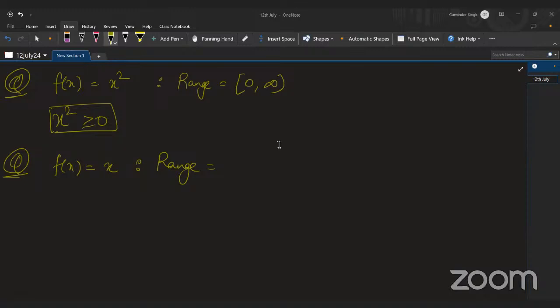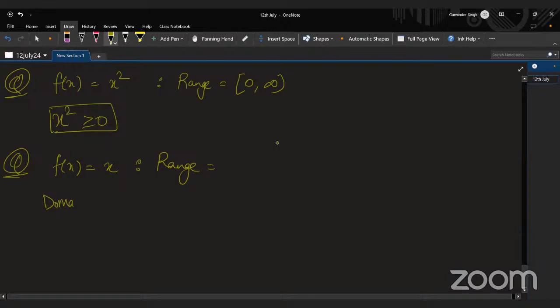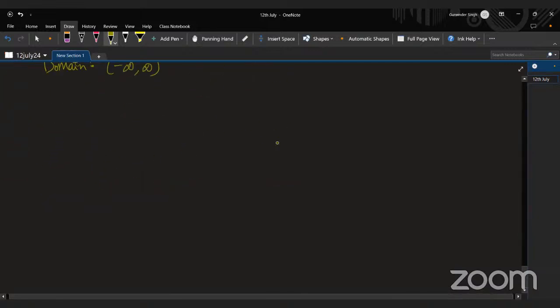So tell me, what can be the range of f of x is equal to x? First, tell me its domain. Does f of x is equal to x have any restriction? No. There is no restriction. I can put any value from minus infinity to infinity. And since f of x is equal to x, there is nothing to be done. So its range will be from minus infinity to infinity.